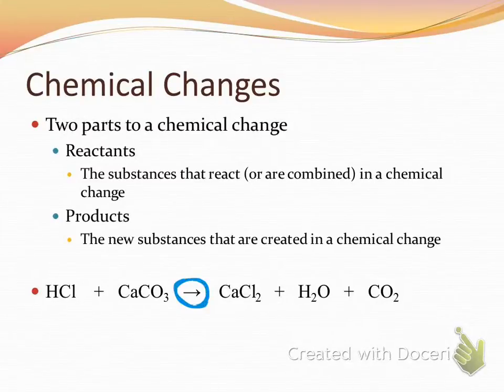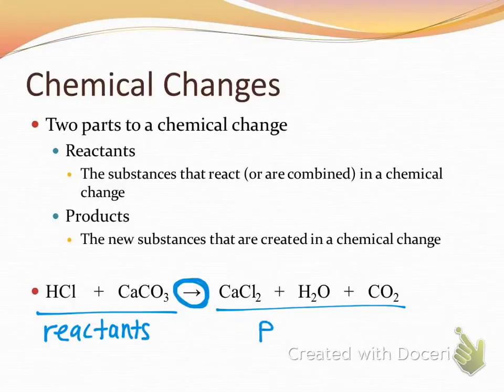This arrow means, anyone know what that means? Yeah, it essentially means it becomes, right? The arrow is telling us that's where the reaction's taking place. Okay, so that means these are our starters, or our reactants. And this is what we end with, okay, which means these are our products. All right, so anything to the right of the arrow will be our products. Anything to the left of the arrow will be our reactants.